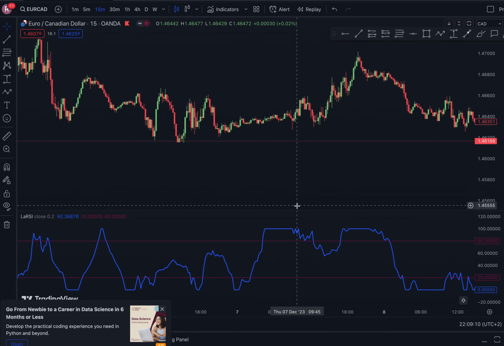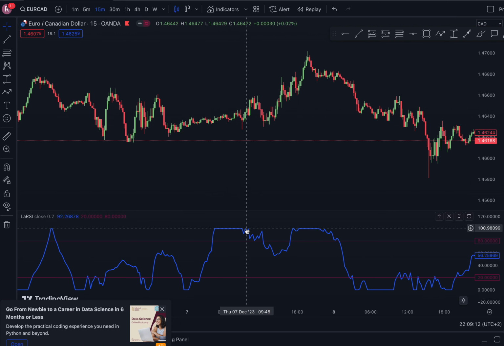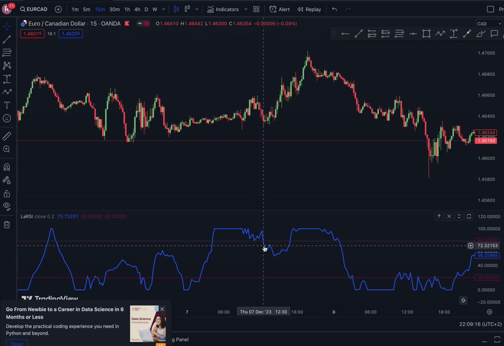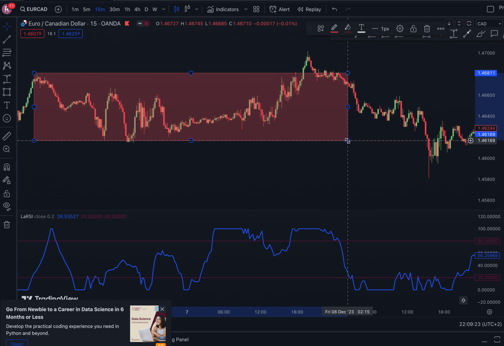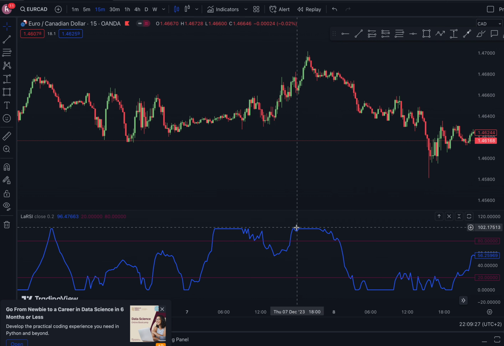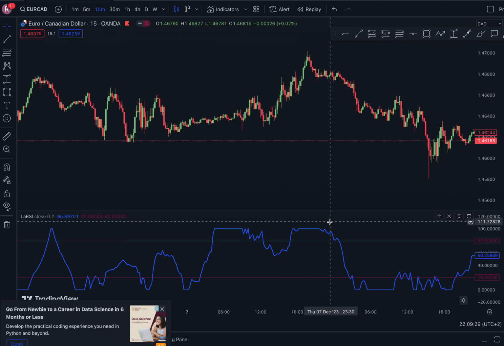Now what happened here? Overbought, price did not return. It did return here, but bear in mind the market conditions. It's a range bound market condition. Now price burst out again, did not return, eventually returns over here.